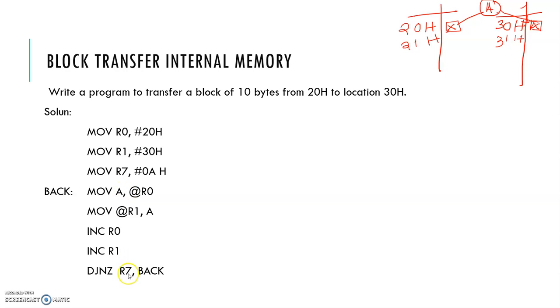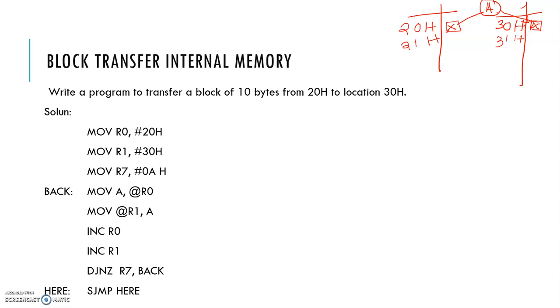So when we have done it the first time, R7 is decremented. The initial value of R7 was 0A. When it is decremented, it becomes 09. So this loop executes till the R7 register becomes 0. That means the loop executes 10 times. When the R7 register becomes 0, the program ends. That is, the block of 10 bytes starting from 20 hex is transferred to the location starting from 30 hex. So this is the block transfer from internal to internal memory.